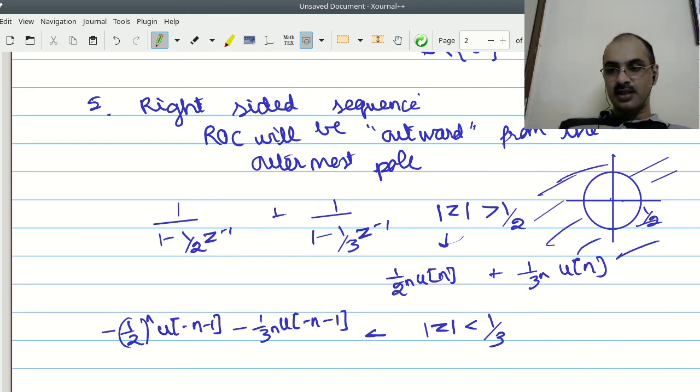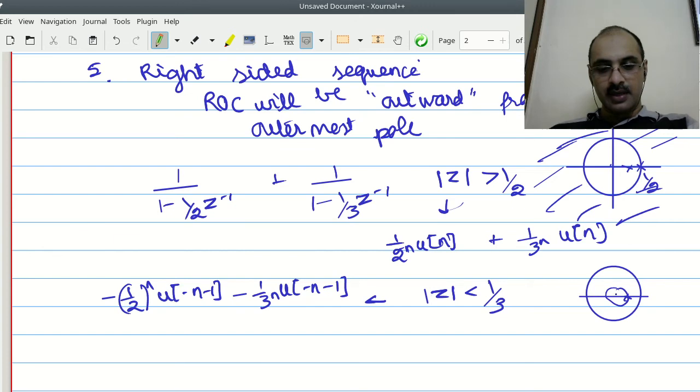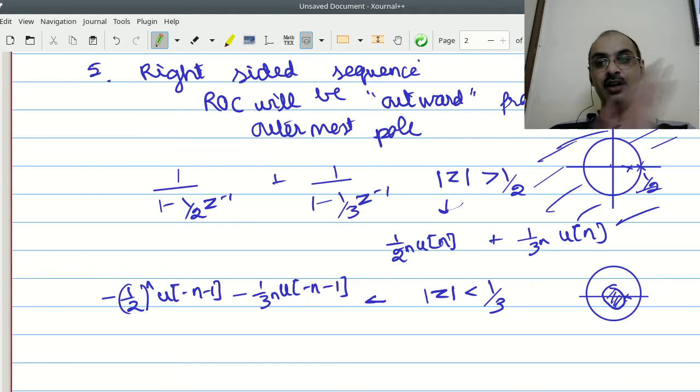And where are the poles? There is a pole at half, there is a pole at 1/3. So the ROC extends outward from the outermost pole. Similarly, for this one, this is 1/3, and the ROC is going to be this little tiny circle or disc whose radius is 1/3, which does not include the 1/3. Notice that these ROCs touch the pole, but they do not include that pole.